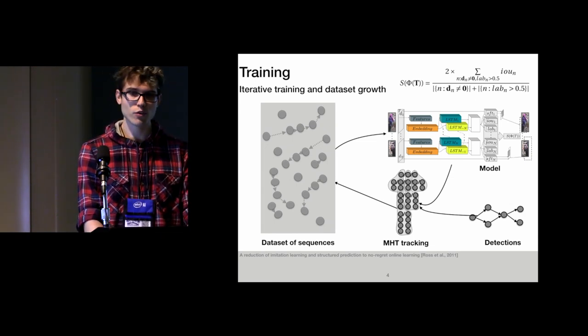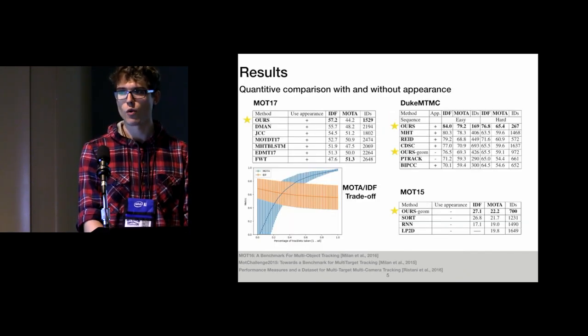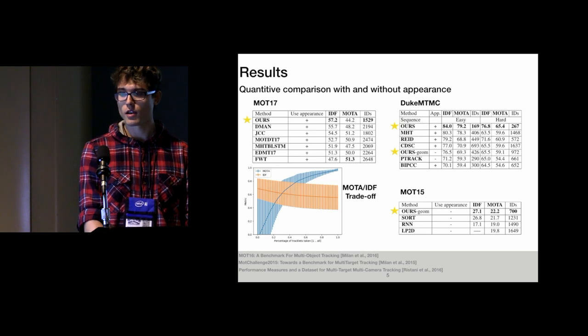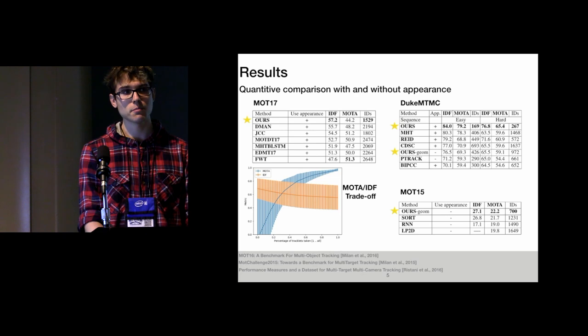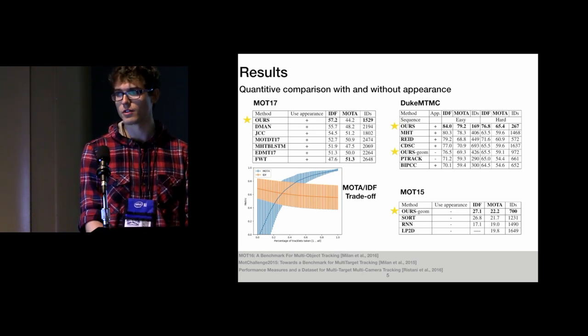So given those two components, our metric and how we train it, what are the actual results? Well, we have two versions of our model, one that uses appearance features and one that uses purely geometric features, that is coordinates of the bounding boxes. And with the appearance model, we achieve state-of-the-art results in terms of IDF metric on several data sets, but here are two most interesting findings. First one is that our metric that uses simply geometric features is able to outperform baseline methods that use appearance on the Duke MTMC data set.